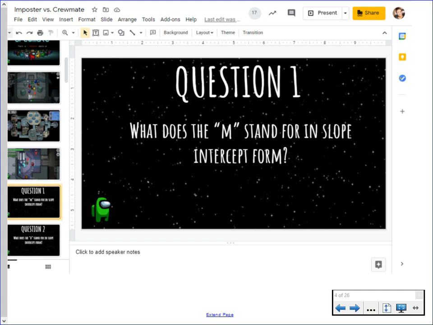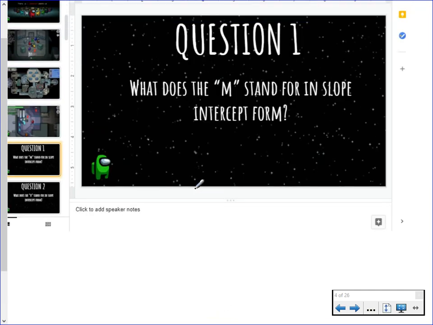Answers and make sure you know exactly what you're doing for each type of question. So question number 1, what does the M stand for in slope-intercept form? The M stands for slope. So number 1, you should have slope. This is not grading, you're writing these in, okay? Write the correct answer in. I want you guys to have all the correct answers when you go home today. Number 1, slope.